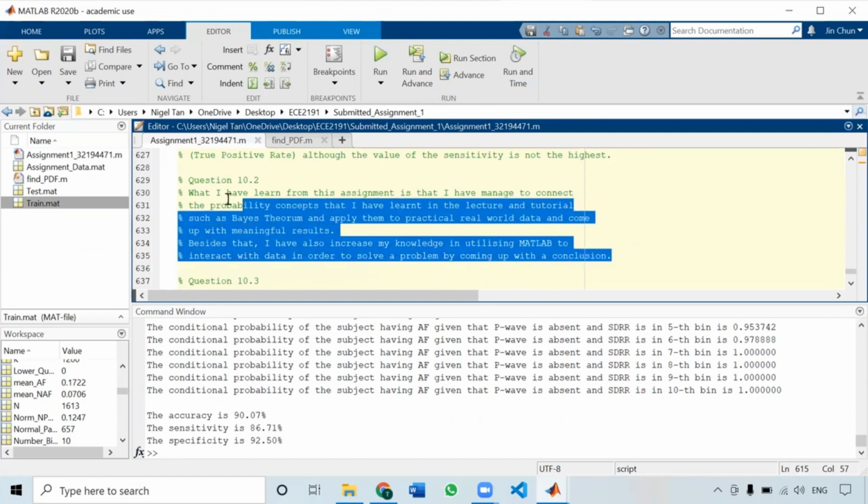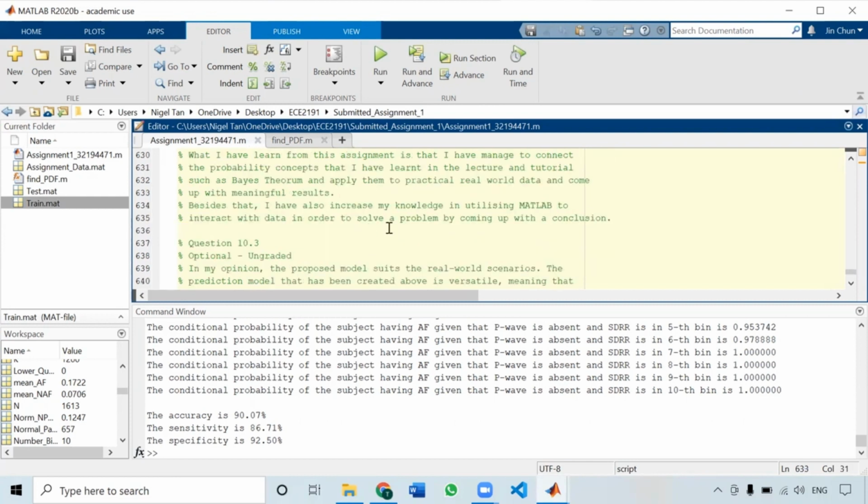From here, I learned that I managed to connect the probability concepts that I learned in lectures and tutorials, such as Bayes' theorem, and apply them to practical real-world data and come out with meaningful results. Besides that, I also increased my knowledge in utilizing MATLAB to interact with data in order to solve a problem by coming up with a conclusion. So that's about it. Thank you.